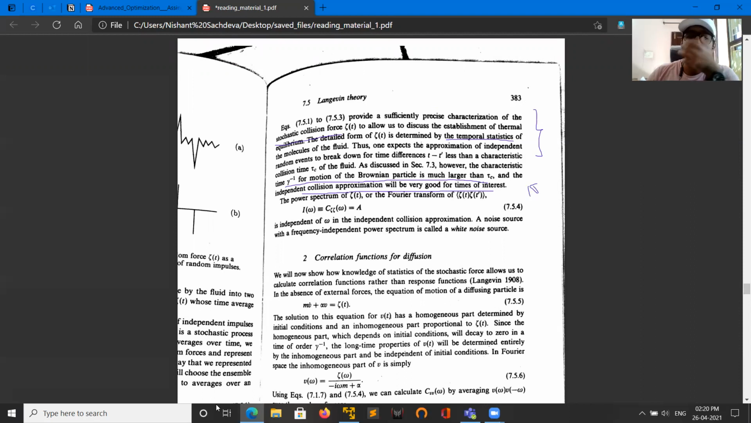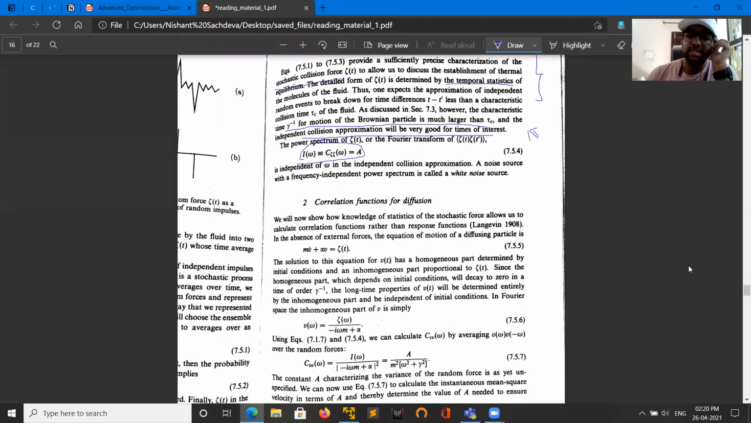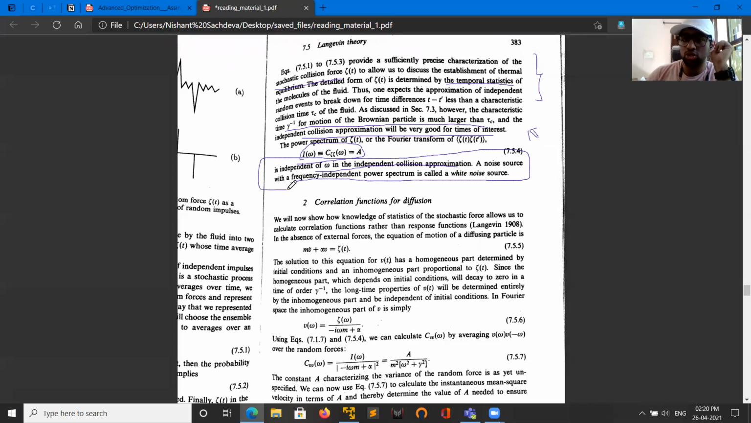The power spectrum of tau of t, or the Fourier transform average of tau of t dash, is given by I of omega equals C. I don't know what the symbol is called, so let's just call it C dash dash omega equals A. It's independent of omega in the independent collision approximation. A noise source with a frequency independent power spectrum is called a white noise source. So we have defined what white noise is.